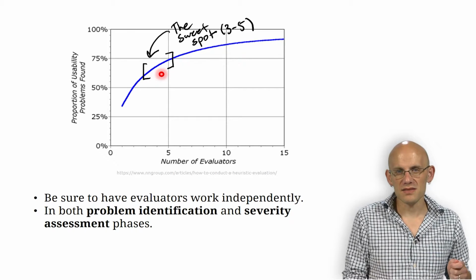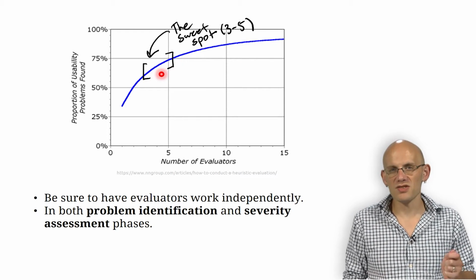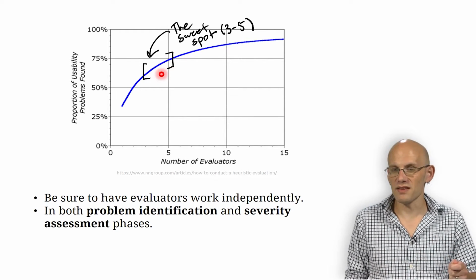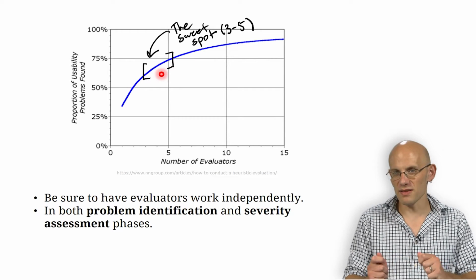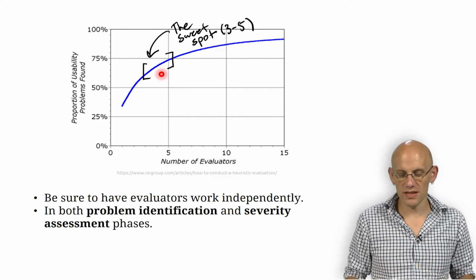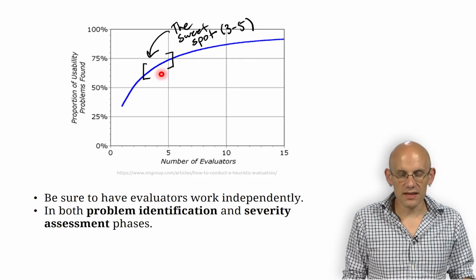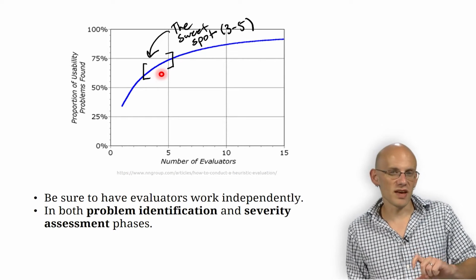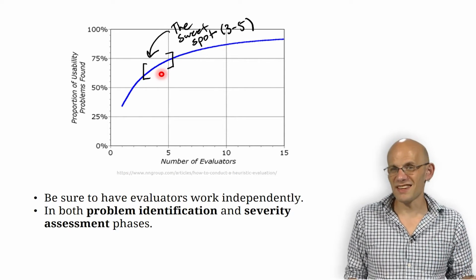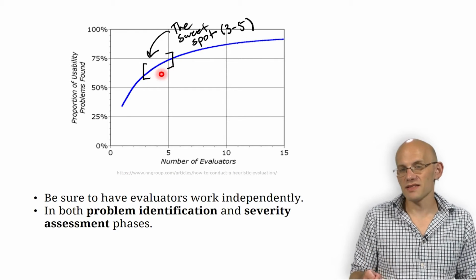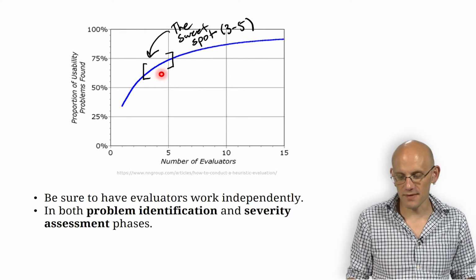One thing that is critical to point out is each evaluator should work independently, right? You shouldn't be teaming up, working on this together. That ruins your independent judgment. And secondly, this generally happens in 2 phases. So you'll have a problem identification phase and you'll have a severity assessment phase. And we'll talk about that in a second.